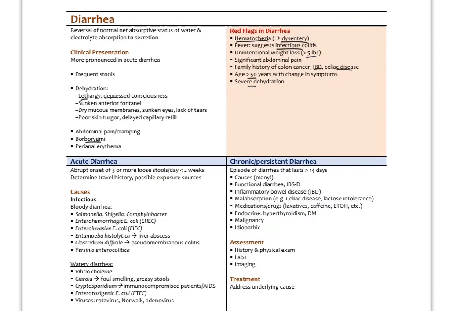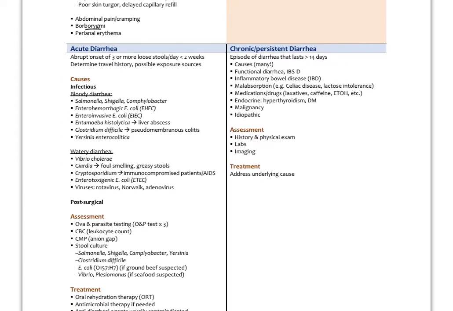For acute diarrhea, this is abrupt onset of 3 or more loose stools a day for less than 2 weeks. We want to really look at the history, a travel history, and possible exposure. Did they go stay on the farm? Did they go camping? Things like that. And our typical causes would be infectious, and we can divide that into bloody and watery diarrhea.